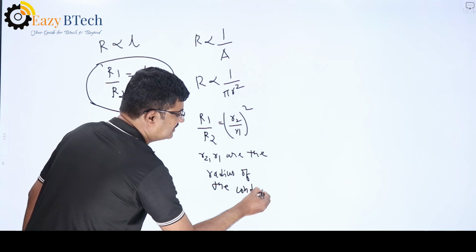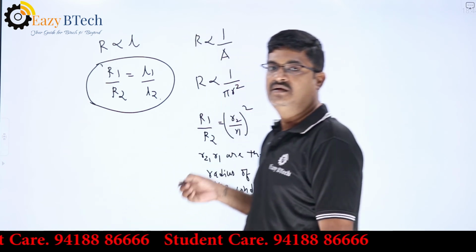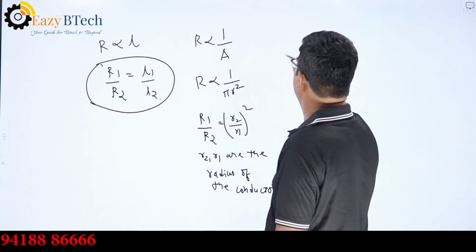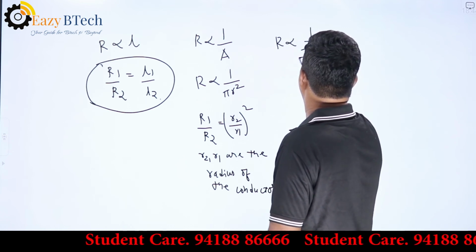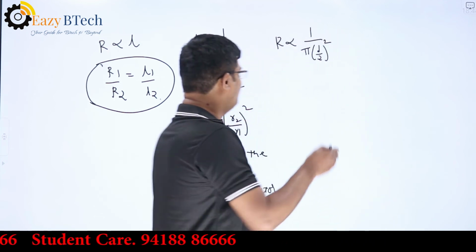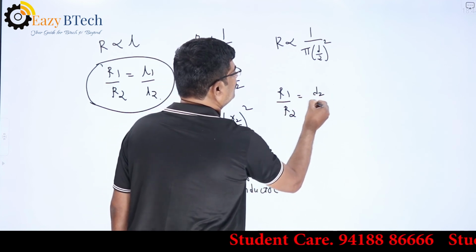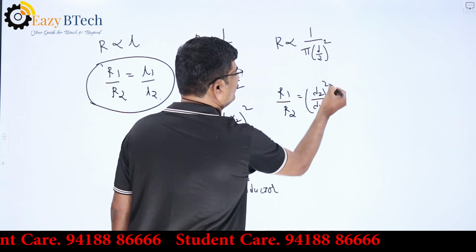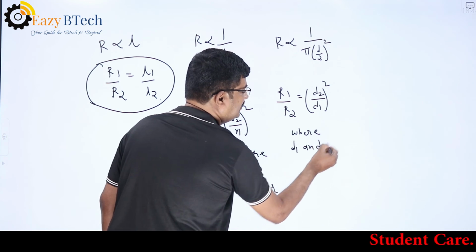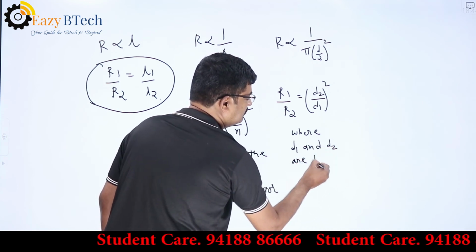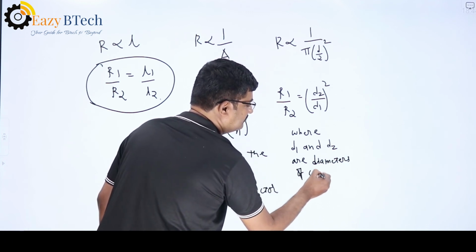In the same case, if I write it with the diameter, radius is equal to D by 2. So here R is directly proportional to 1 by pi into D by 2 whole square. Simply I can write R1 by R2 is equal to D2 by D1 whole square, where D1 and D2 are the diameters of the conductor.